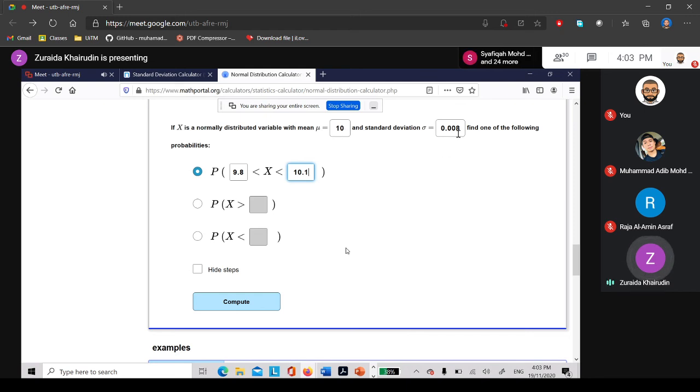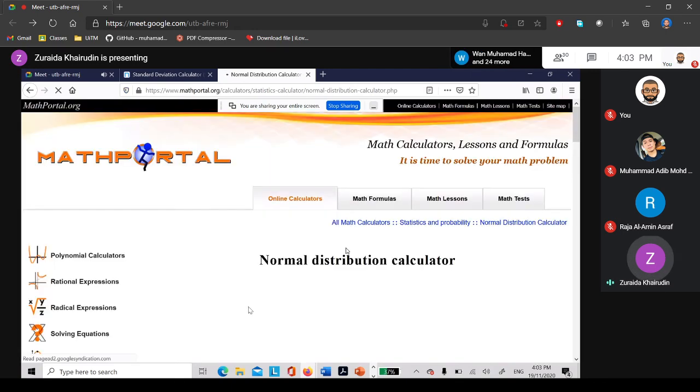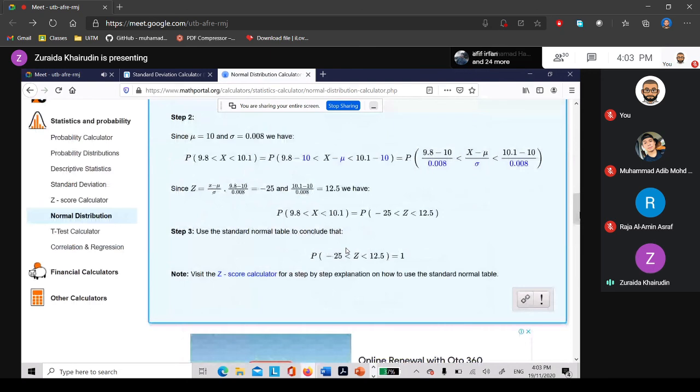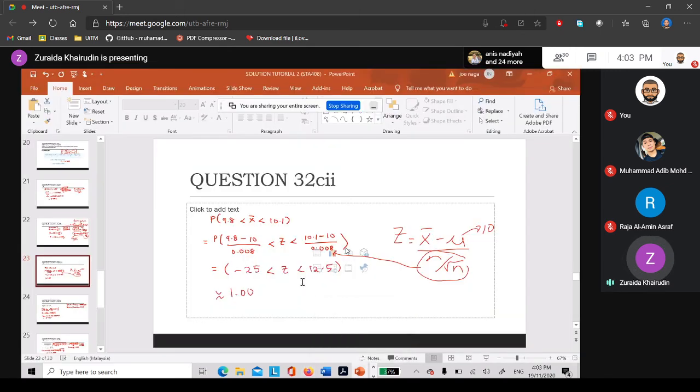Okay, refer to your mu and also sigma, check. These apps only know how to read sigma. Your sigma is sigma over root n. So you simplify here and then ask your calculator to compute for you. So you get here Z is between -25 and 12.5. This is what I've got when I do manually. So the answer is approximately 1.